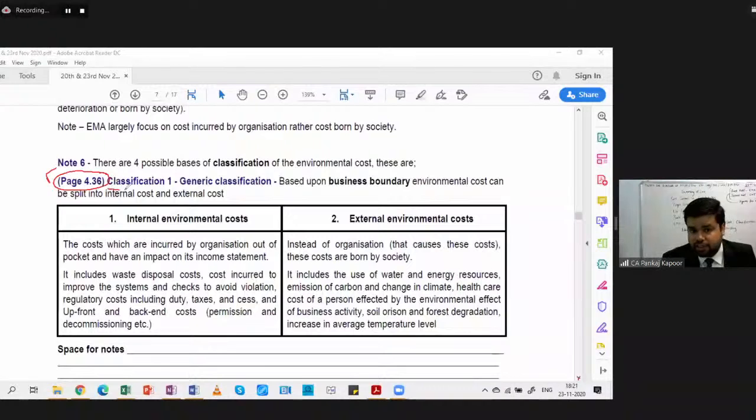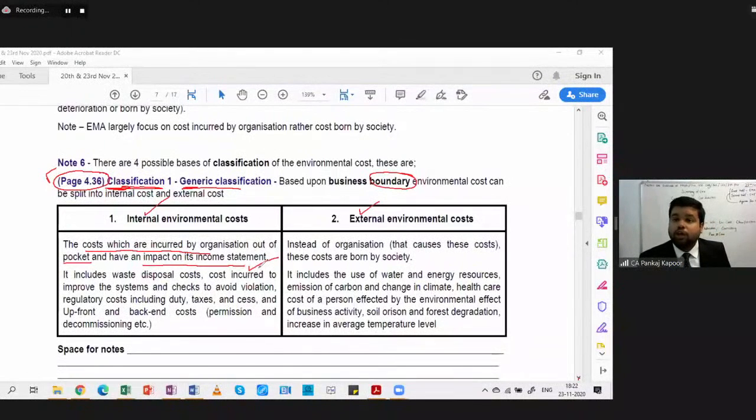So the first methodology with which we can classify is known as a generic classification. Based upon the business boundary, we classify the cost into two categories, the internal and the external. Internal cost is due to a decision taken by the business, incurred by the business out of its own pocket. Hence, it is recorded in the income statement of the company.